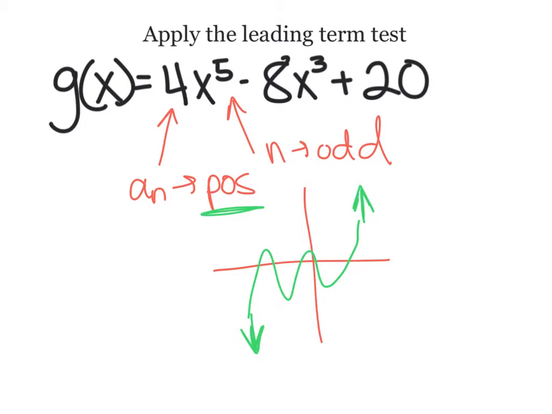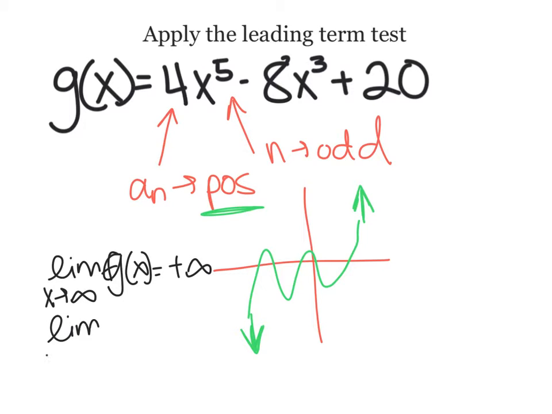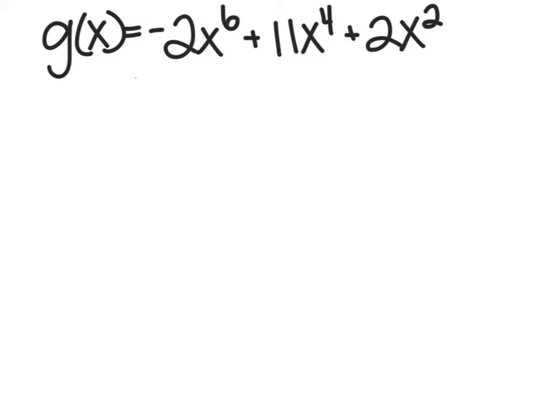So we could write this in limit notation, saying the limit as x goes to infinity of our function g of x equals positive infinity, and the limit as x goes to negative infinity of our function g of x equals negative infinity. Again, this is exactly what we just talked about. Now, one more example before the end of the video.